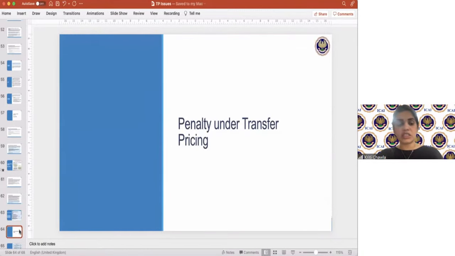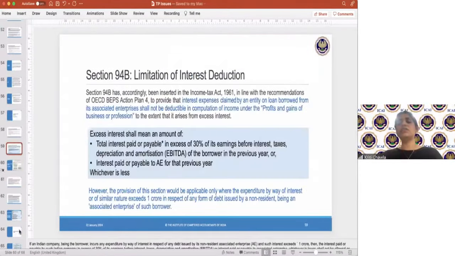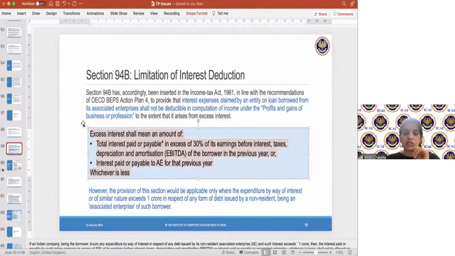So that is how you discuss something called interest limitation. What you have to understand under interest limitation is that, just in summary, if an Indian enterprise has taken a loan from its associated enterprise, then the interest that they have to pay is going to be limited. The deduction will be limited in India. And what will be the excess interest? Well, this will be the excess interest.